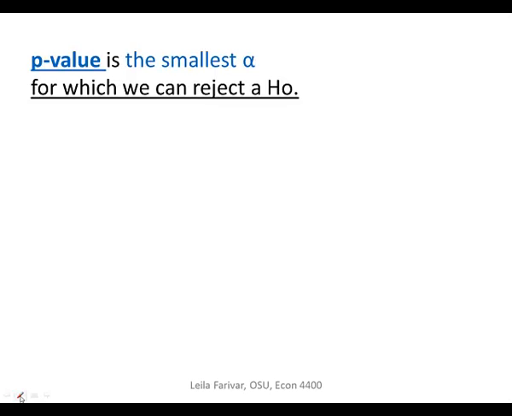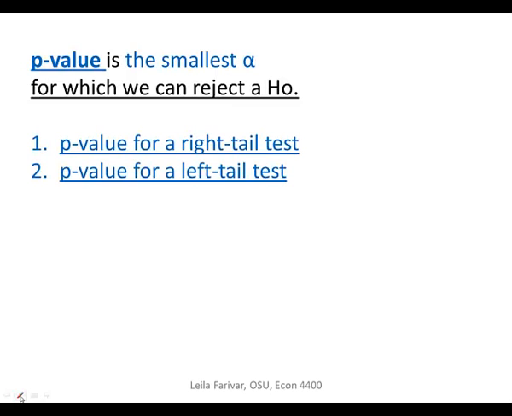So we look at the H-null of our test. The smallest alpha for which we can reject our hypothesis is called the p-value. So the p-value is a probability, like the significance level of the test. This is also a probability. We are usually faced with three options: either our test is a right tail test, or a left tail test, or a two-sided test. For each of these three cases, we will look at how to find the p-value.